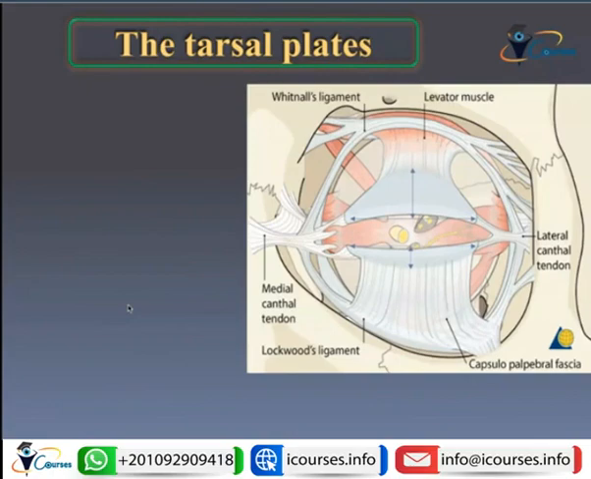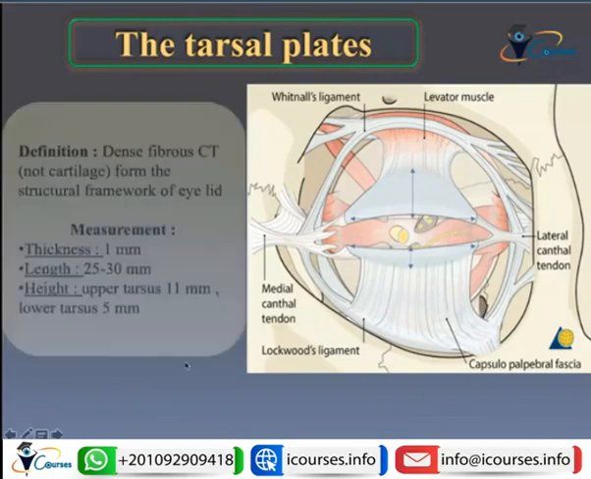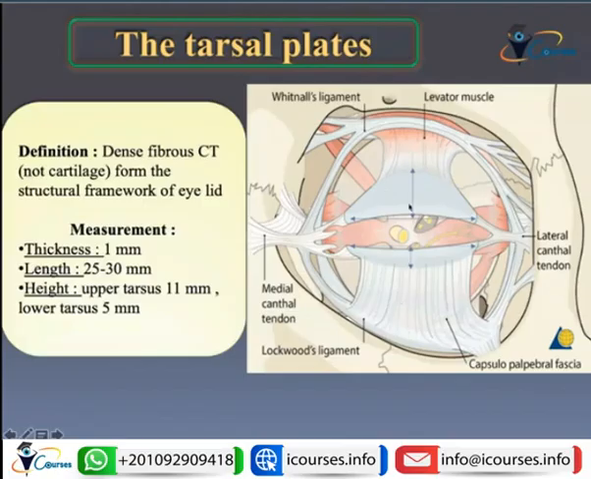Another important fibrous structure of the lid is the tarsus, or the tarsal plate. We have two tarsal plates, an upper one and a lower one. Both of them make the skeletal framework of the eyelid. The upper tarsus is larger, with a length of about 25 to 30 millimeters, and this is the length of both of them. However, the height of the upper tarsus is more than the lower tarsus.